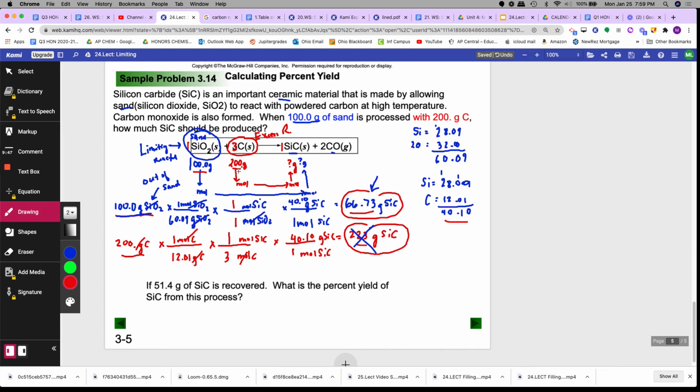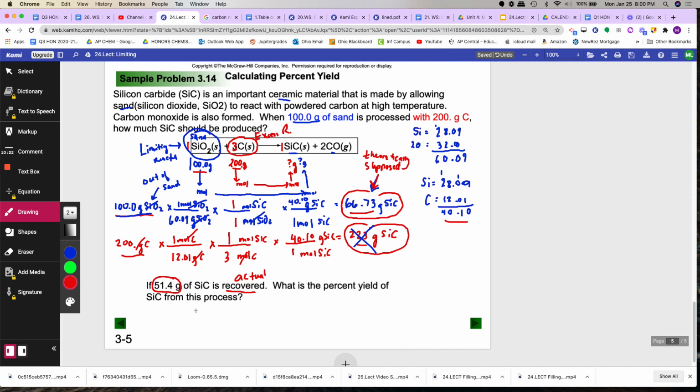Okay, so you go to the lab and you mix these together, 100 grams of sand, 100 grams of carbon, and you only recovered 51.4 grams. It says, if 51.4 grams of silicon carbide is recovered, so this is what you actually got in the lab. What is the percent yield? This number here using stoichiometry is what you're supposed to get. Theoretically means on paper, if everything was done without any error, you should make that.